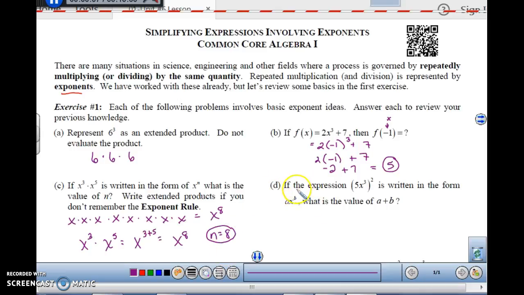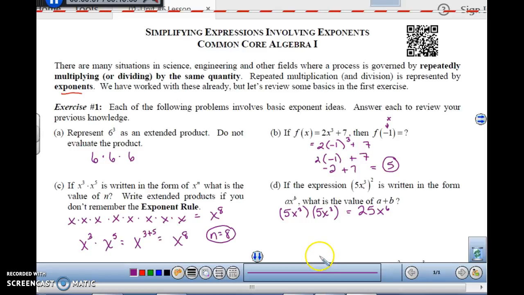All right, letter D. If the expression 5x cubed squared is written in the form ax to the b, what is the value of a plus b? All right, so in order to figure out what a and b are, we have to get this to look like this. So we have to deal with this exponent out here on the squared on the whole parentheses. So what does 5x cubed squared actually mean? It means 5x cubed times 5x cubed. All right, so we're multiplying these together. We multiply the numbers. 5 times 5 is 25. And then x cubed times x cubed, multiply the bases, add the exponents, is x to the 6th.